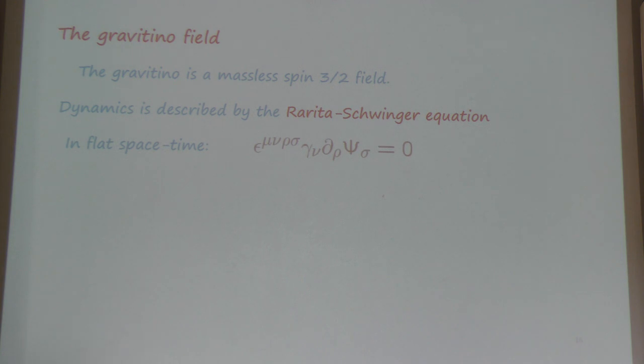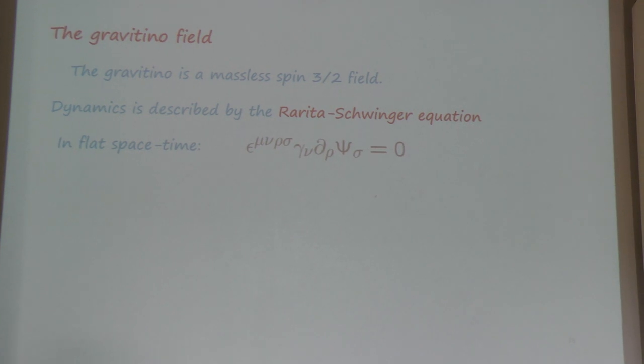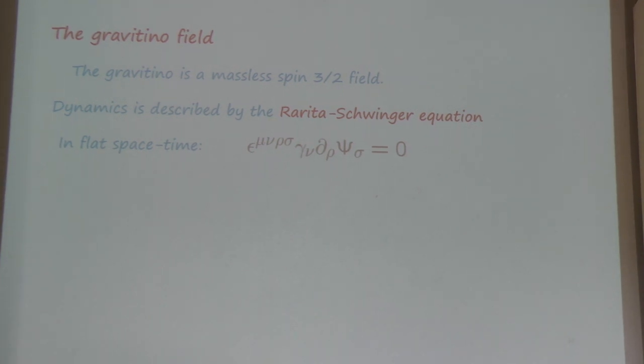Let's spend a few words about the gravitino field and its dynamical description. The gravitino is a massless spin 3/2 field, as we said. Its dynamics is described by the so-called Rarita-Schwinger equation, found by Rarita and Schwinger in 1941, a long time ago. It has this form here in flat space-time. It's a kind of generalization of the Dirac equation, but for spin 3/2 fields. Gamma mu are the usual Clifford algebra.